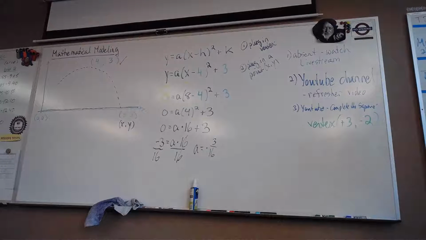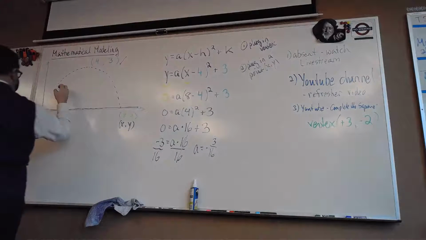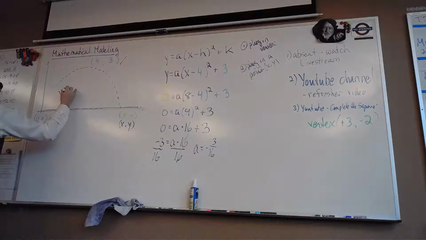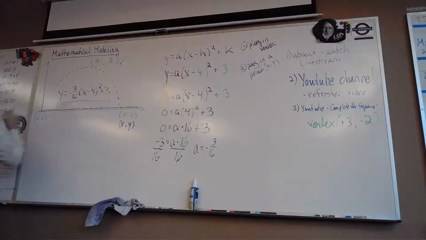In other words, this parabola is flatter and upside down. But we already knew that because we looked at the regular graph of a parabola and we knew that it was here, but our rabbit was here. So now I can take my A value and I can go back here and I could write y equals negative 3/16 times x minus 4 squared plus 3. Guys, that models the jumping of the rabbit. That's the equation that the rabbit travels in as he goes over that fence.